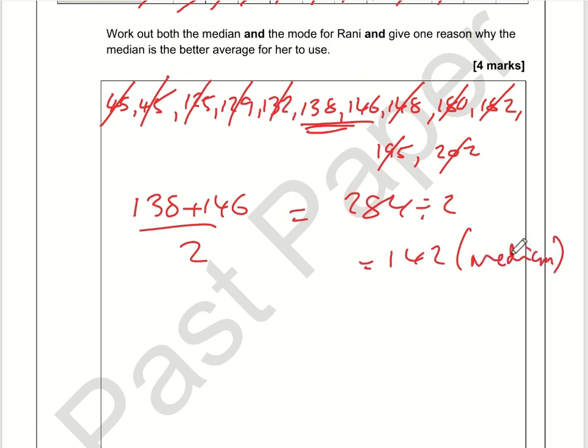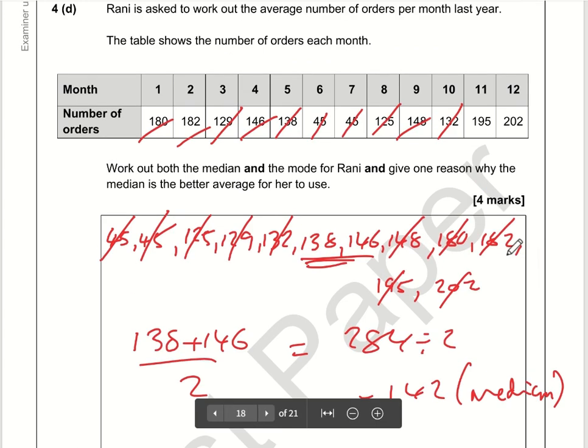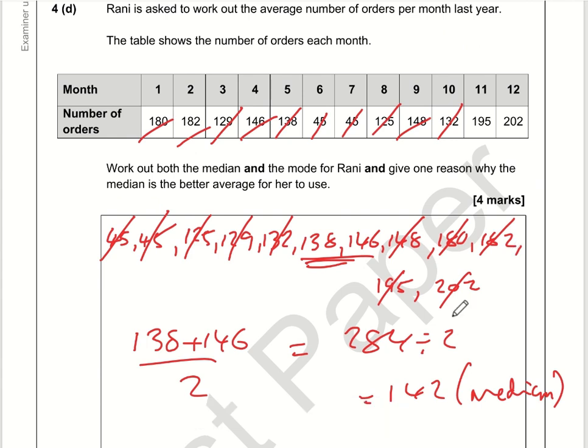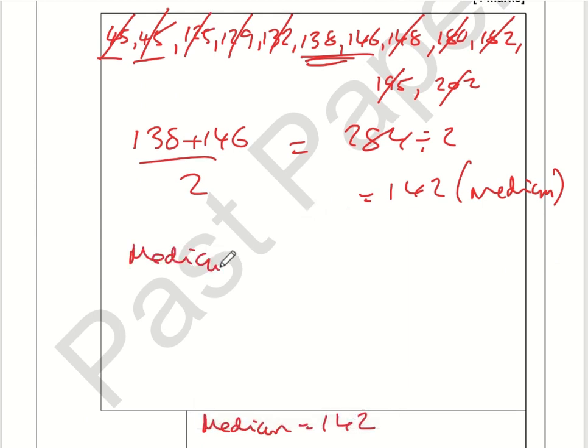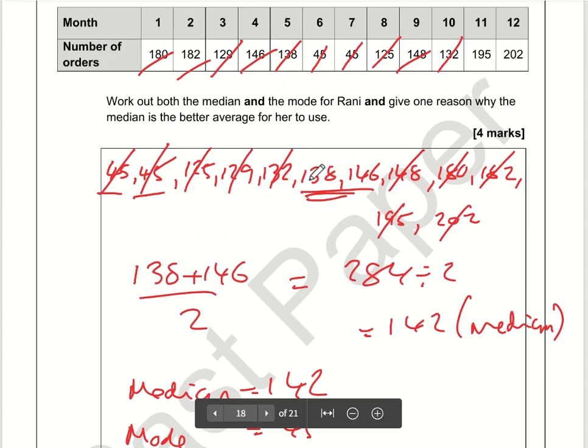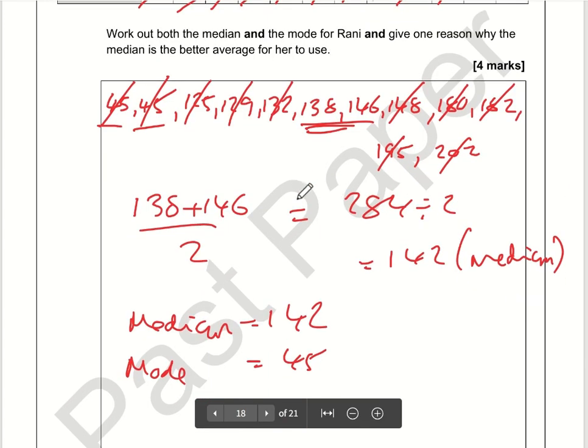So secondly, what is the mode? Which value occurs the most commonly? And that is 45. So the mode is 45. So we have a median of 142 and a mode of 45. So both of these are valid ways to calculate an average. We could also calculate the mean, but the question's not asking about the mean. And the question is, why is the median better than the mode?